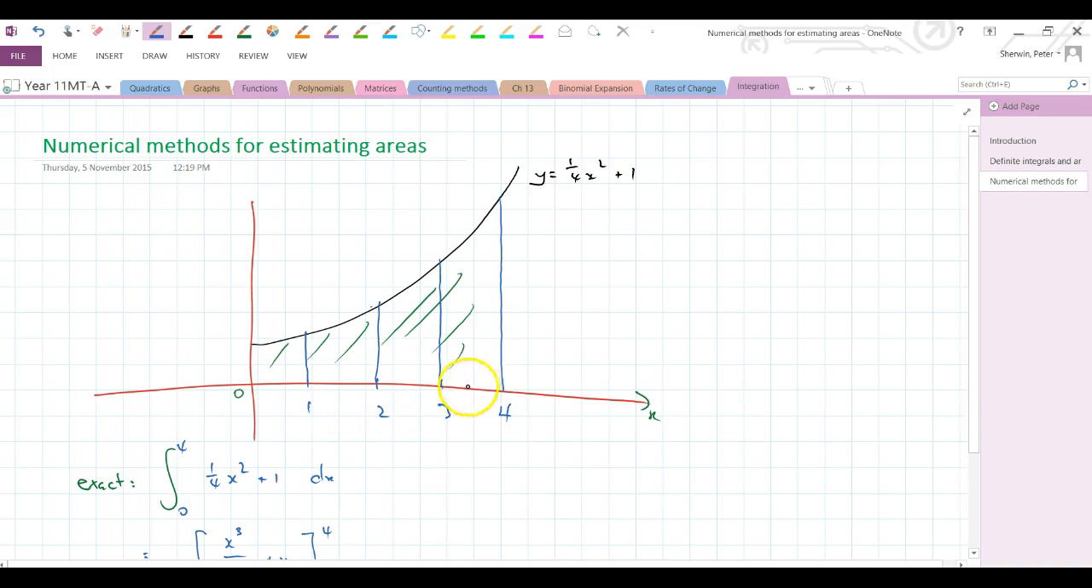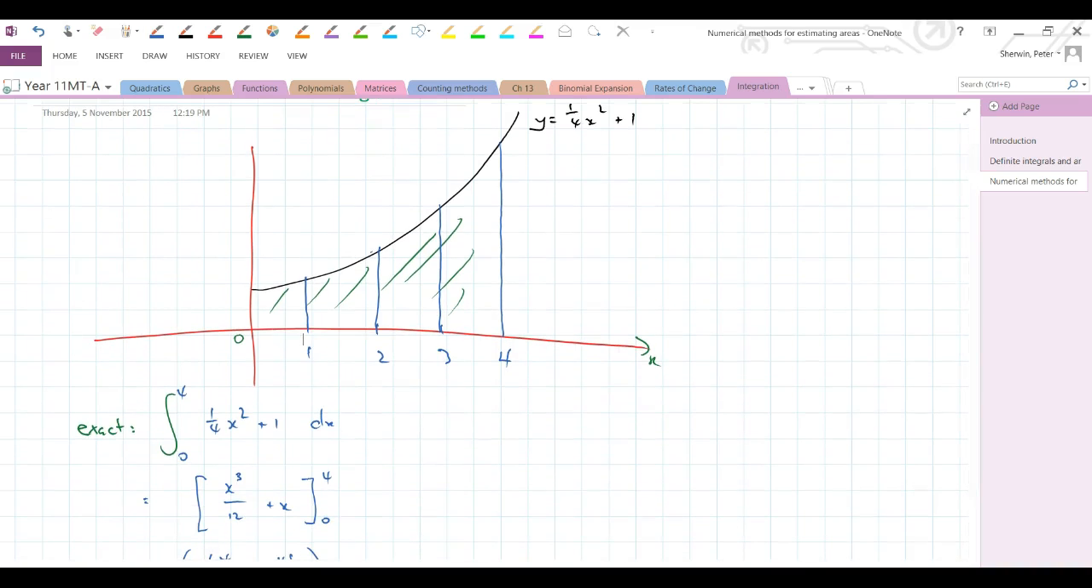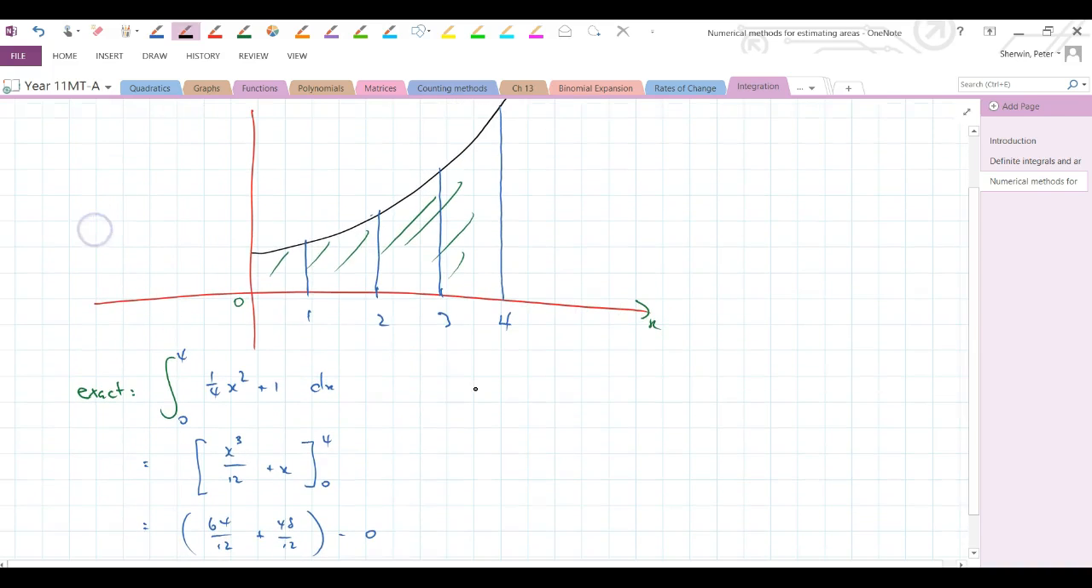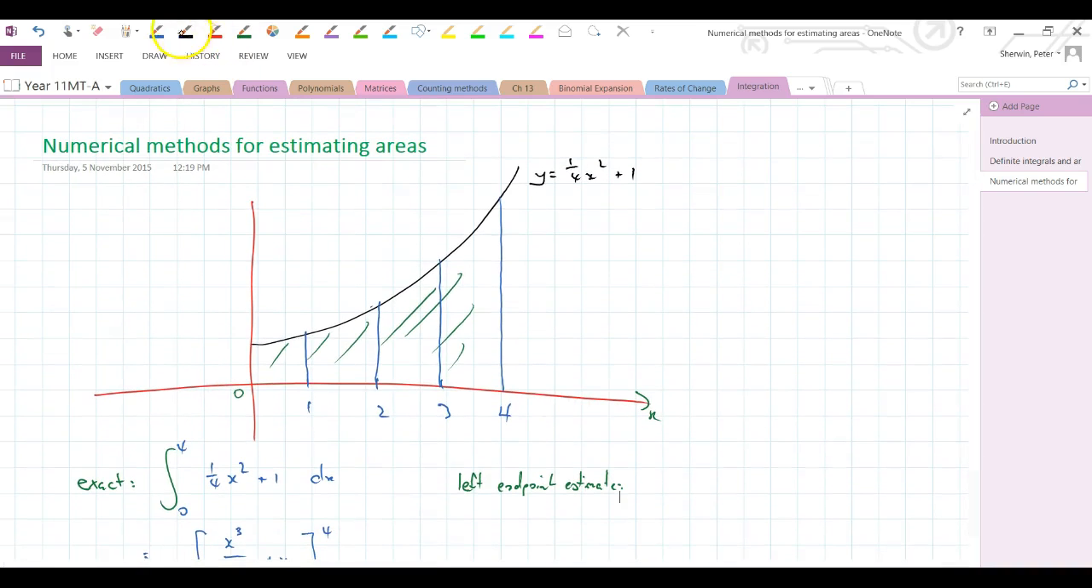I could have done it in 8 strips, but I'm doing it in 4 strips between 4 and 0, so the width of each one is 1 unit. Now there are different methods we can use. The first one I'm going to have a look at is called the left endpoint estimate. This was the exact one; now we're going to go for the left endpoint estimate. In this technique we're going to use rectangles. It's a pretty crude way of doing it, but I'm going to use rectangles.